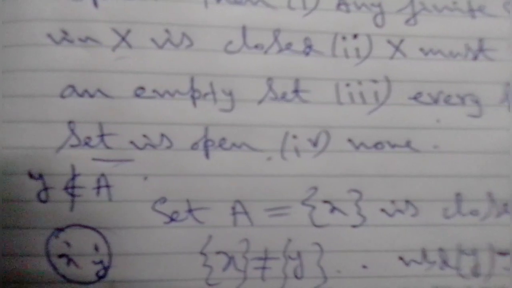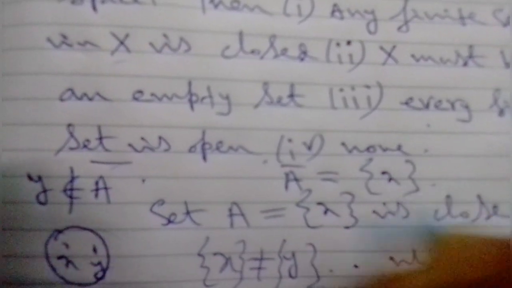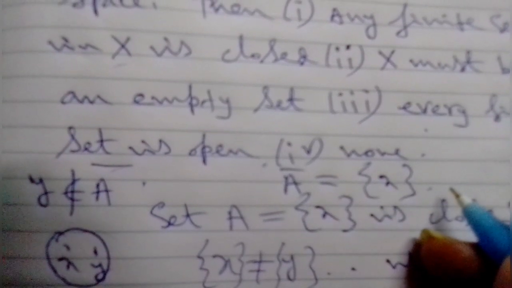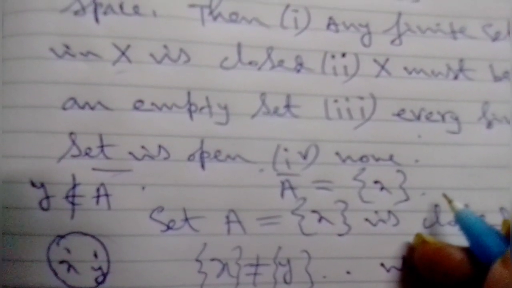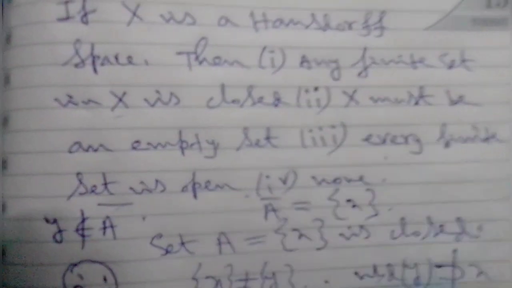So the closure of A contains only one element, x, so A is closed. Any finite union of closed sets is closed; this is a property of topology. So every finite set in X is closed, because we are considering the union of finite singleton sets.